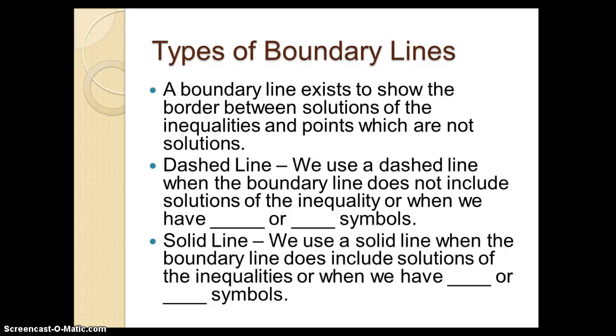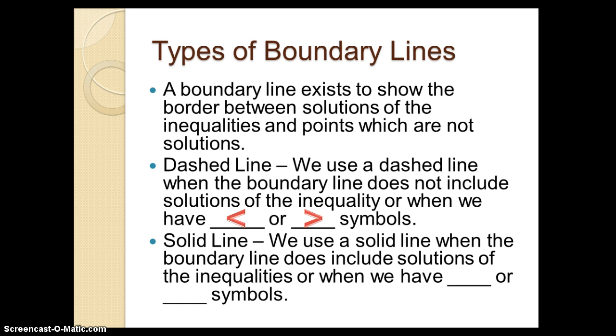Now, there are two types of boundary lines. A boundary line exists to show the border between solutions of the inequalities and points which are not solutions, just like we use the open and closed circles. The first boundary line is a dashed line. We use the dashed line when the boundary line does not include solutions of the inequality. So like our open circle, when x is less than 7, 7 is not a solution. So we use the dotted line when the line is not a solution, or when we have less than or greater than symbols.